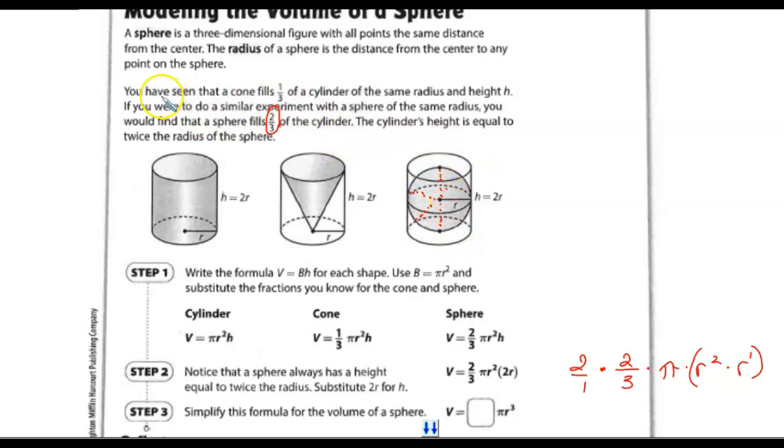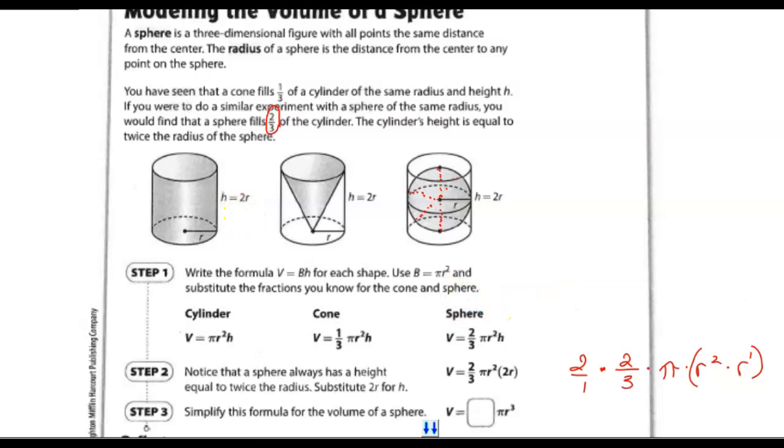Okay. You have seen that a cone fills 1/3 of a cylinder that has the same radius and height as the cone. And if we were to do a similar experiment with a sphere, if we cut a sphere out of a cylinder, we would notice that the radius is the same, and that the distance from the center to the top of the cylinder and from the center to the bottom of the cylinder, that is the height. So that would be our 2r.